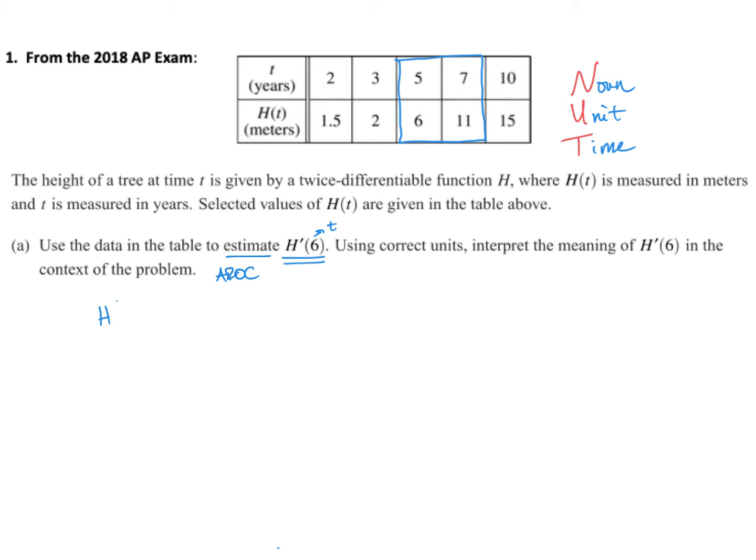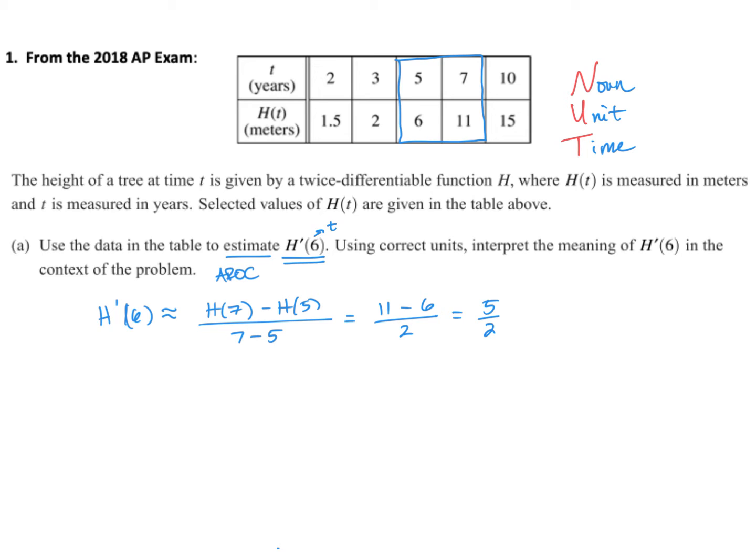So h prime at 6 is approximately h of 7 minus h of 5 over 7 minus 5. And what does that give us? h of 7 is 11 minus 6 over 2. So 11 minus 6, so that is 5 over 2. And don't forget our units.